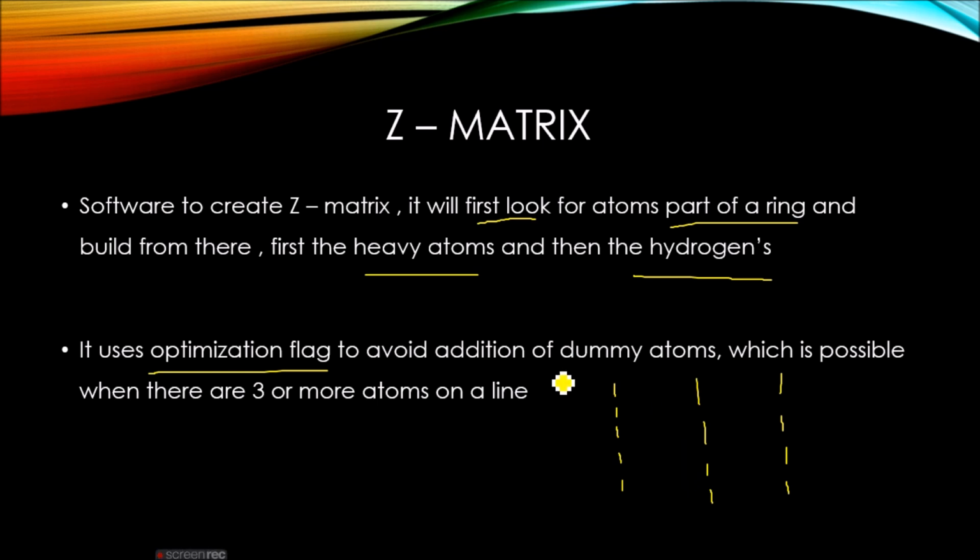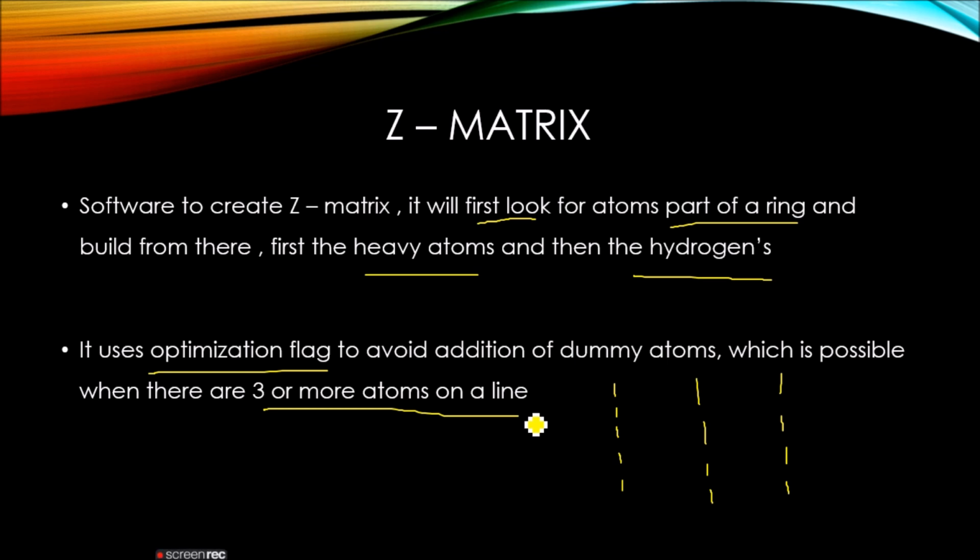See, if you have 3 or more atoms in a single line, the software will misunderstand it and it can add some dummy atoms. So in order to avoid that, you just place the optimization flag, and we have certain commands for how this optimization flag is done. But in some software like WinMoStar, the optimization flag is inbuilt, so you need not do anything. The software itself automatically modifies it because you are doing geometry optimization before that, right?